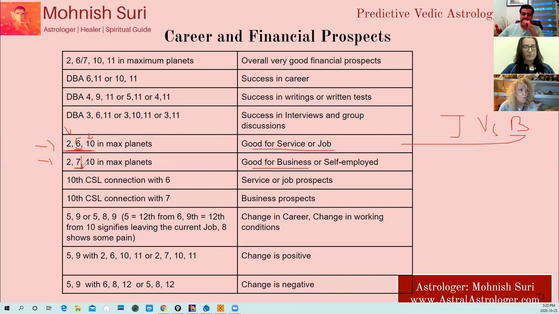Second way of seeing, which is a shortcut method, is to just look at the 10th house cuspal sub lord. If it is showing 6, service or job is better for the individual. If the 10th cuspal sub lord is connected with 7 in the nakshatra or sub lord level, then business is the prospect.